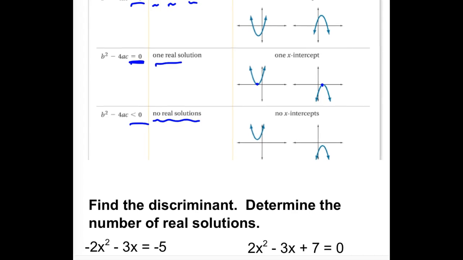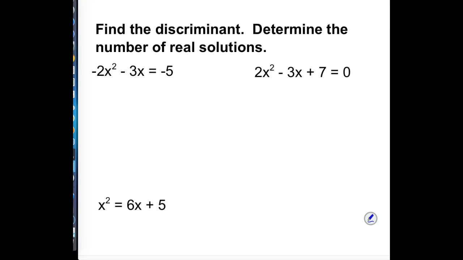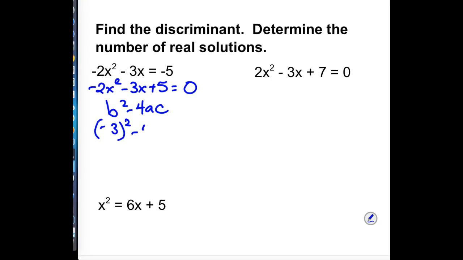Our next example, well, let's calculate a couple discriminants first. We do have to have it equal to 0 to identify our A, B's, and C's, just like we do with the quadratic formula. So let's bring that negative 5 over. And then we're going to analyze b squared minus 4ac. So I'm going to have negative 3 squared minus 4 times negative 2 times 5. When we simplify that, we have 9 minus negative 40. So 9 plus 40, or 49.